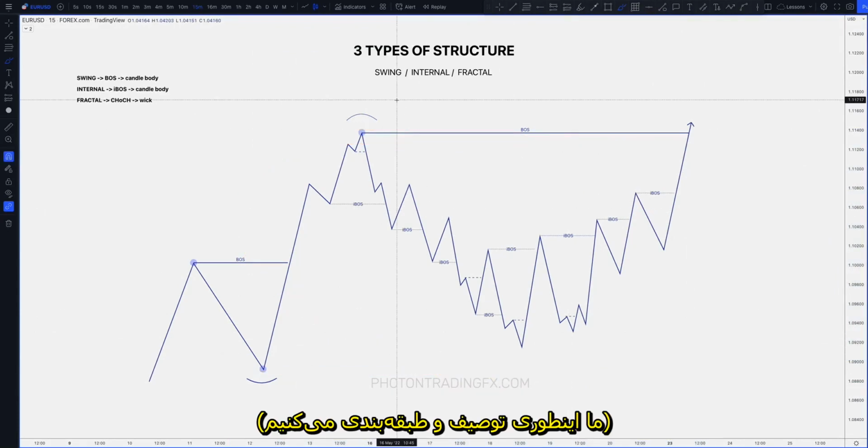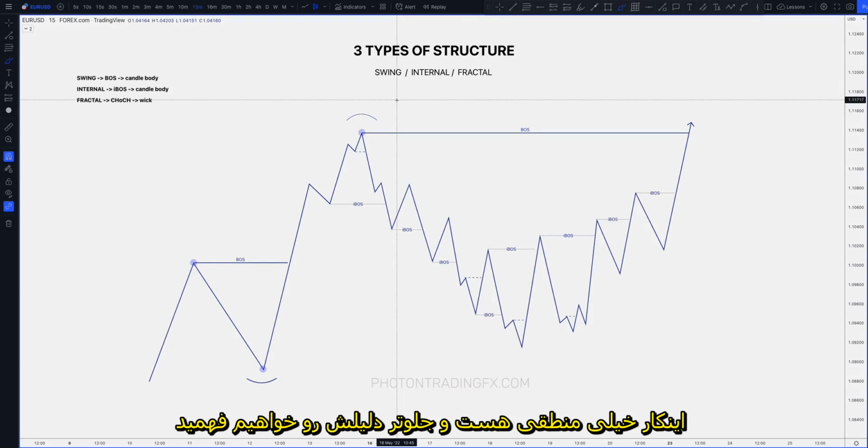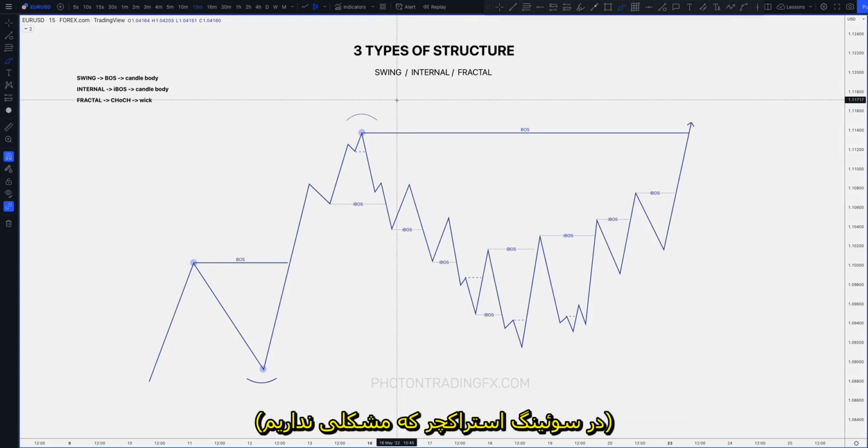Whilst that still remains true and is still the way we define it, we're now breaking up that internal structure into two separate pieces of structure with two different names, just because it makes a lot more sense to do this, and you'll see why as we go through it. So swing structure is exactly the same. That internal structure we are now going to have as two types. One we're still going to call internal, and one we're now going to refer to as fractal.